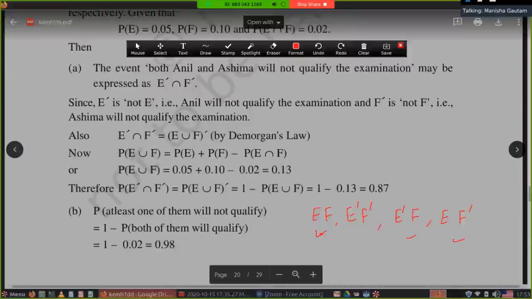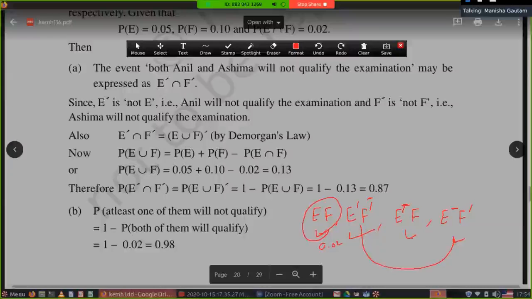It means we have to take this one, sorry, this one. This one is, you have to, both will qualify, the probability is 0.02. It means if I want to do the question, then two ways are there. I have to calculate the probability of this one plus this one plus this one. It means I have to add these three, then you can get the answer.